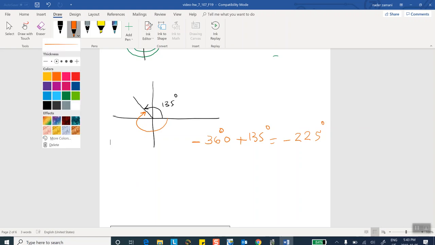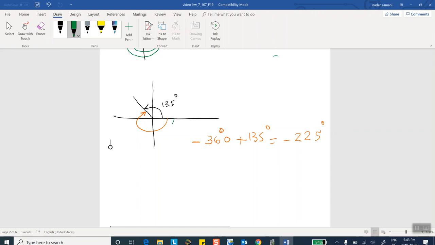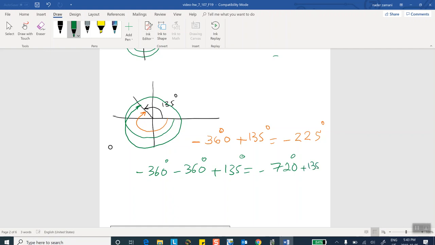Now, if you want to get a second one, well, you just keep going one more round. So the second one is going to go, you start here, you go once, and then you go until you get to that terminal point. Okay, so it's going to be minus 360, minus 360, plus 135, and this is minus 720, plus 135, and this is going to be negative 585 degrees. Okay, I think this is correct. Yep.